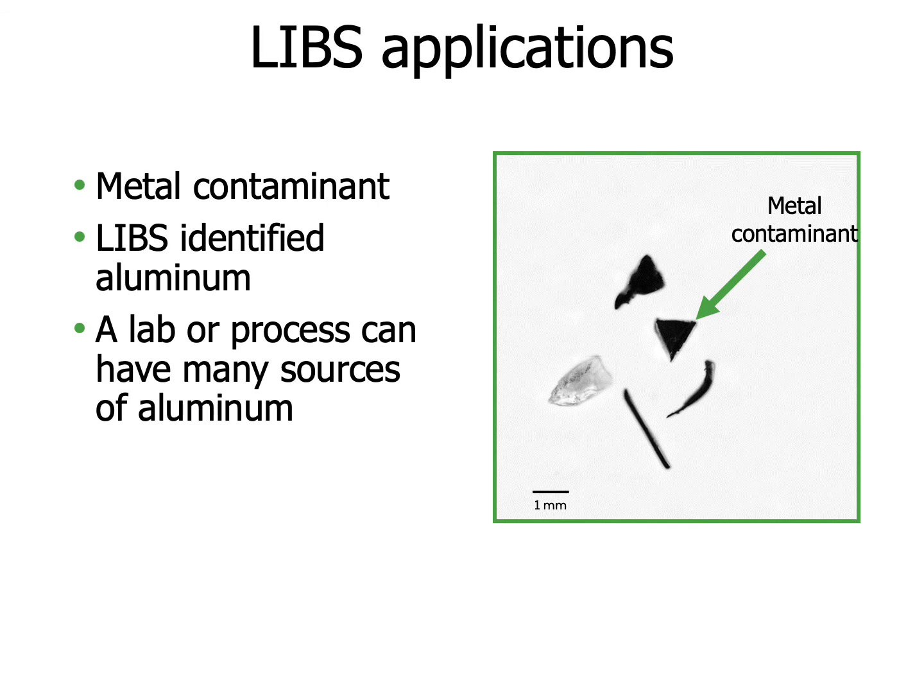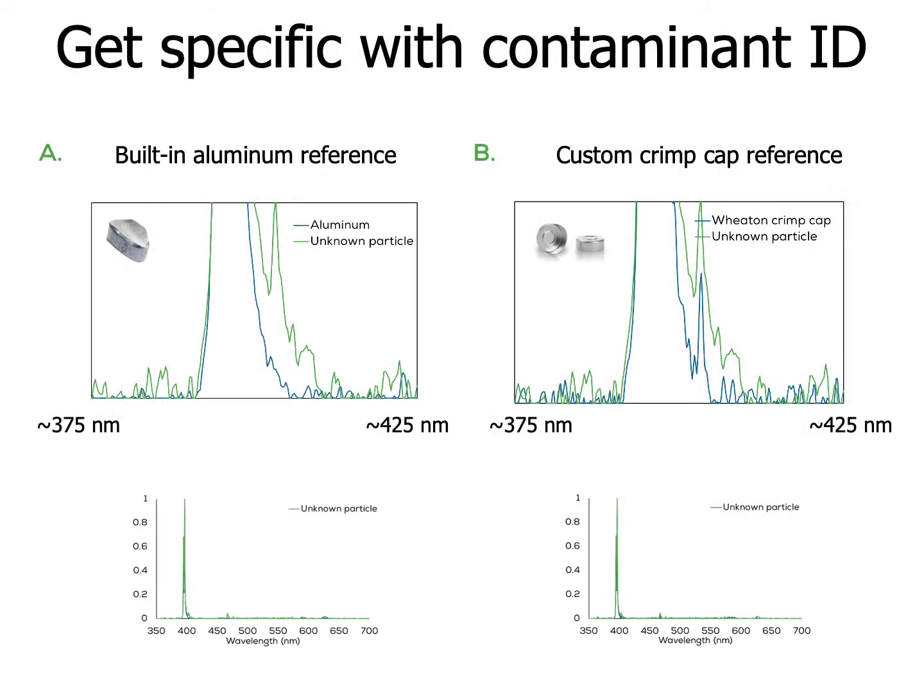The Raman applications are great for organic and inorganic materials and distinguishing those. LIBS is the best at determining metals and elemental analysis. So what we're going to do in this case is talk about what happens when we have a metal contaminant that shows up in a sample. When a contaminant shows up, the first question is what is it? And the second question is where did it come from?